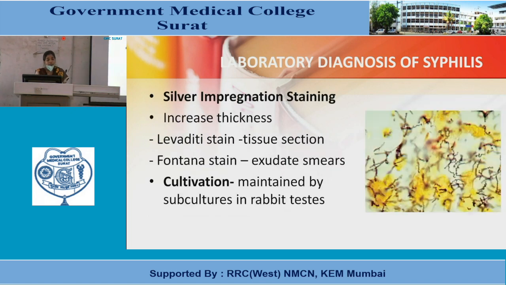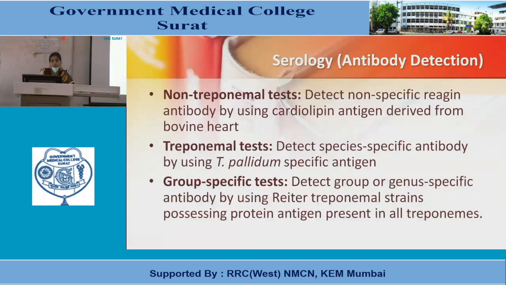Third is silver impregnation staining. Over here, they increase the thickness of the bacilli. So, Levaditi stain is used in the tissue section, and Fontana stain we are using from the exudate smear. They cannot grow in artificial media, so it can be maintained by subculture into the rabbit testes.